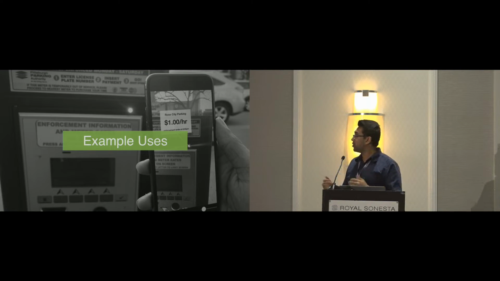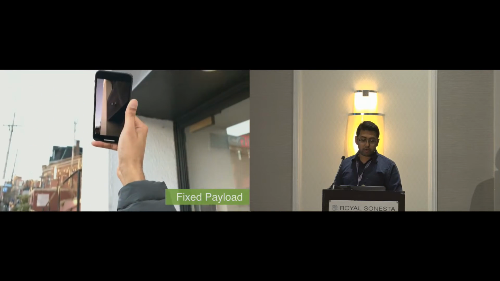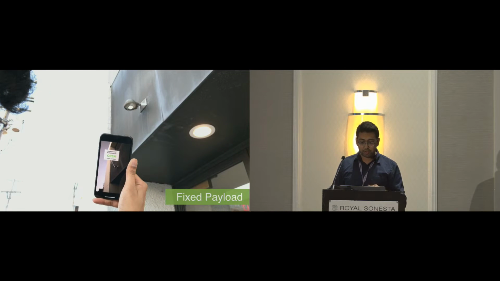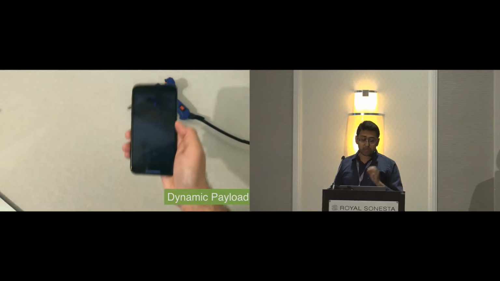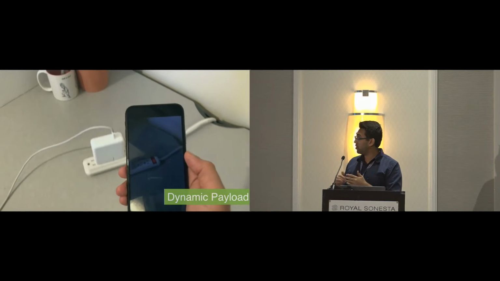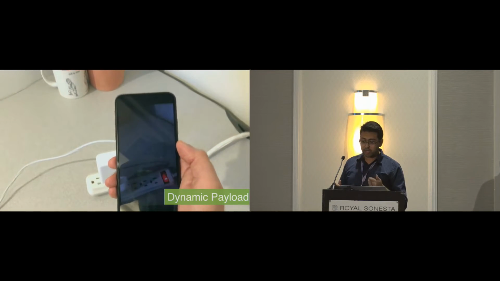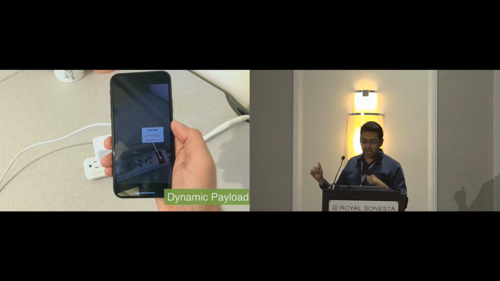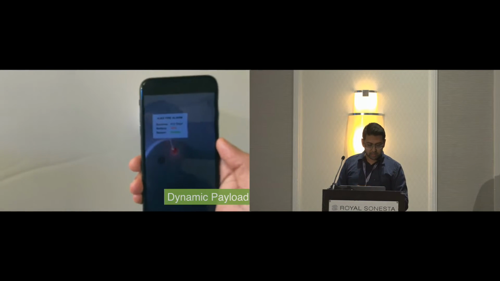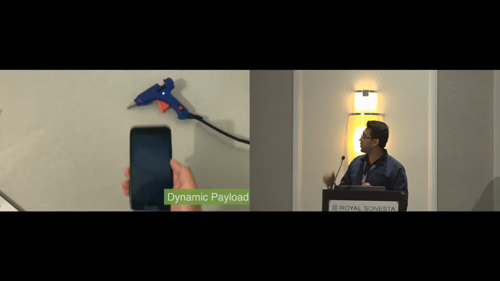So let me conclude with some example use cases. First and more straightforward is to transmit fixed data, for example, the name of a building and its opening hours. More interesting is the ability to decode a small dynamic payload. For example, this glue gun provides its current temperature. And this power strip provides its live power draw, while the smoke alarm shows its battery life.